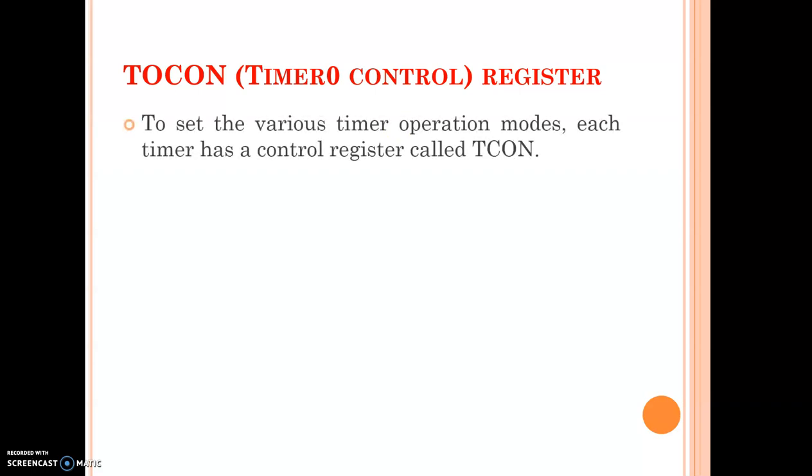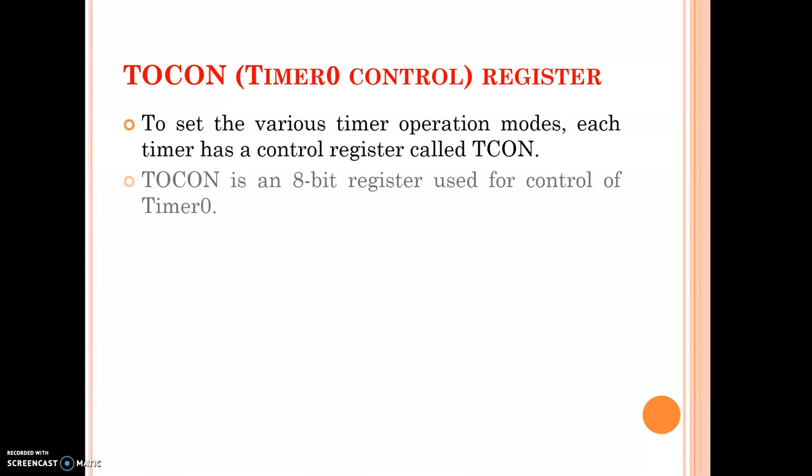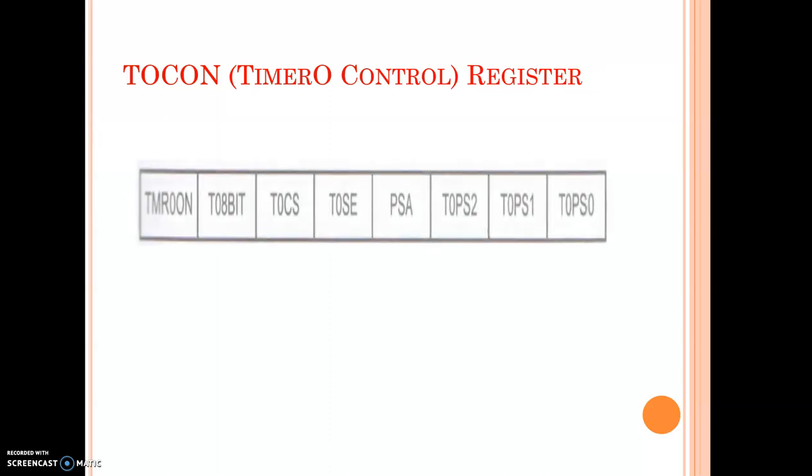Now let's discuss the most important register, that is the timer 0 control register, which is used to set the different operational modes of timer 0. The TCON register is an 8-bit register which is used to control the timer. Now let's see the format of the TCON register. Okay, so I am going to discuss it bit by bit.